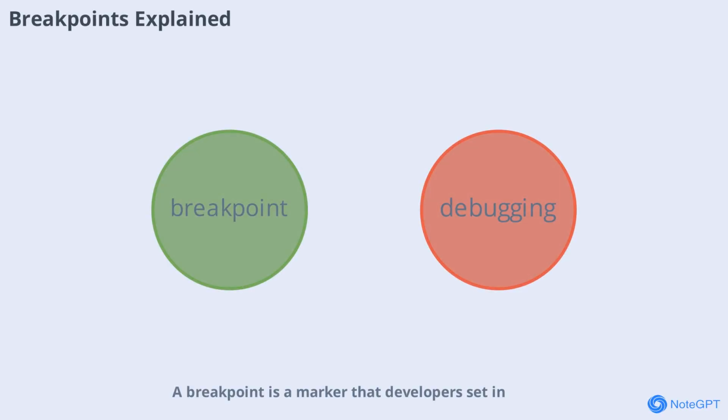A breakpoint is a marker that developers set in their code to pause program execution at a specific point. This allows them to examine the state of the program, check variable values, and understand what's happening at that moment. Breakpoints are incredibly useful for isolating the exact location of a bug, making the debugging process more efficient and targeted.